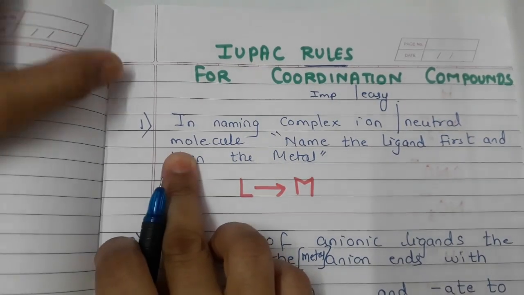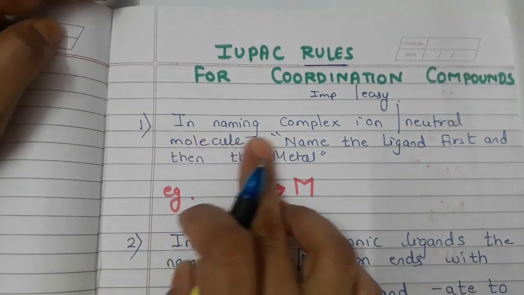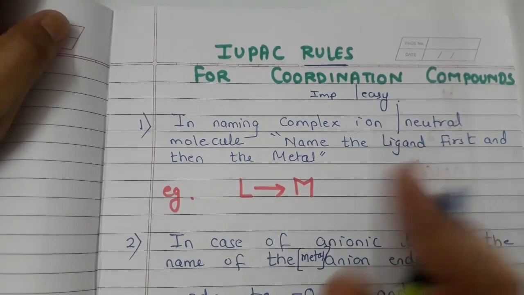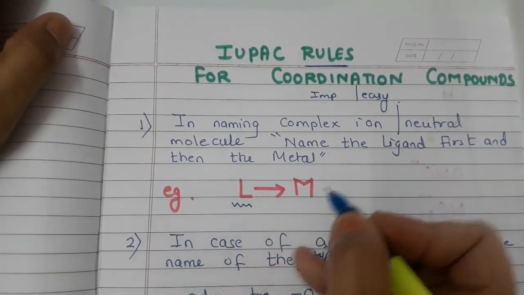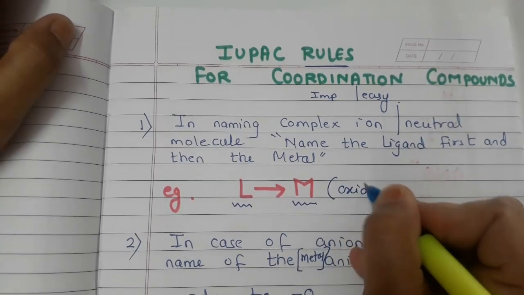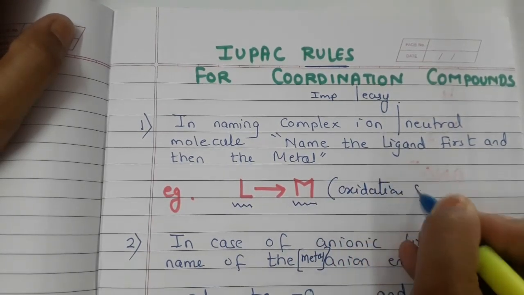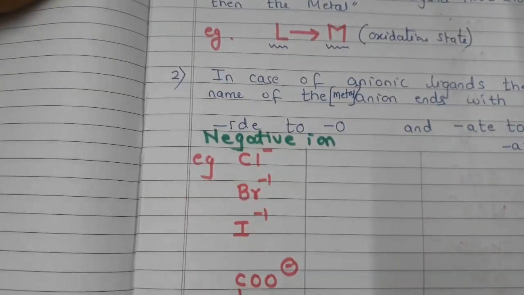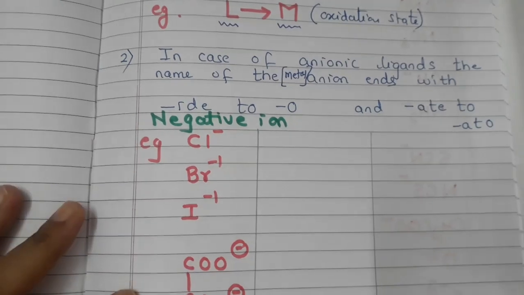The first rule which you have to remember is, in naming the complex ion or a neutral molecule, first of all the ligand will come first and then the name of the metal will come, and you have to write the oxidation state of the metal. Now second, we must know the name of the ligands.